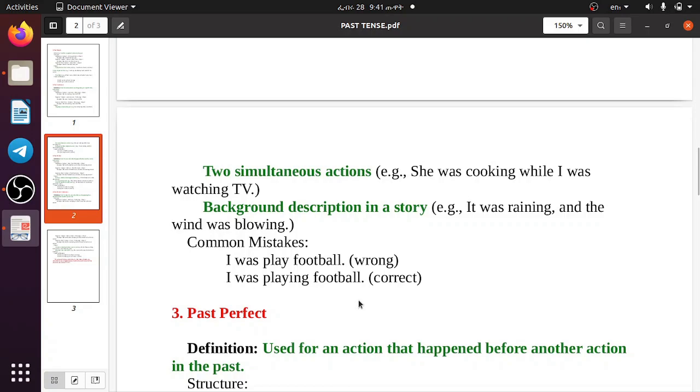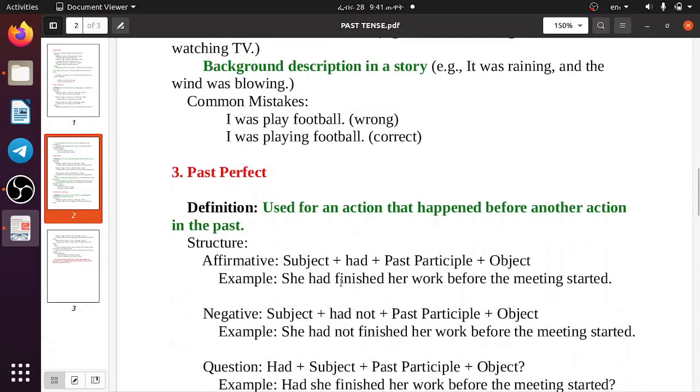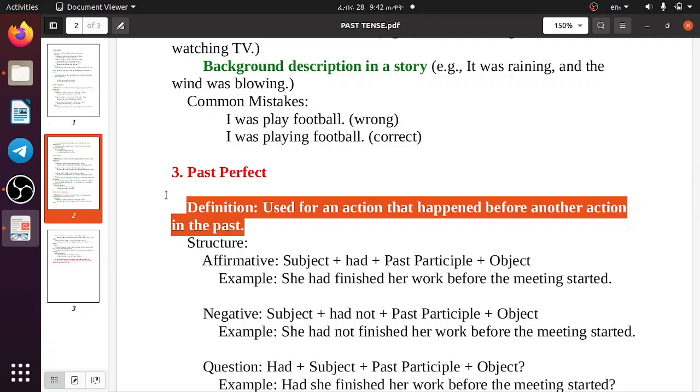Let us proceed to past perfect tense. Past perfect tense is used for an action that happened before another action in the past. In this tense, two actions happened, but one action happened before another action in the past. This is about past perfect tense.